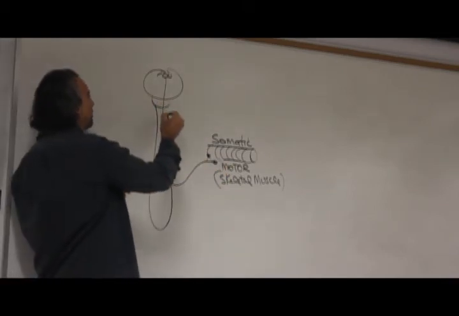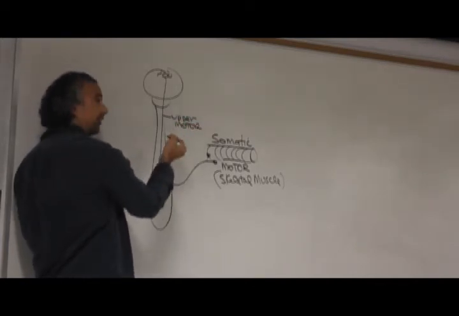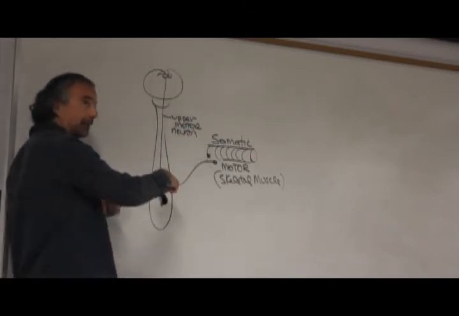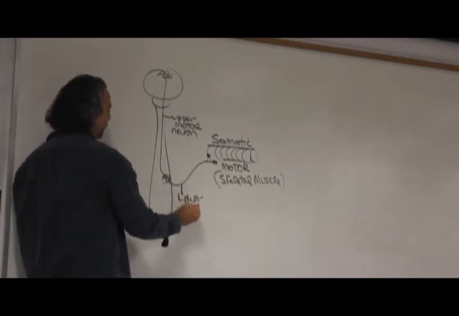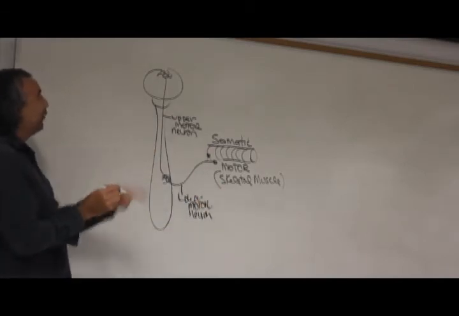This one up here is called my upper motor neuron, because it's on top, right? So, upper motor neuron. The bottom one, the lower one, is called the lower motor neuron. Okay, that's pretty good. So I drew it this way.